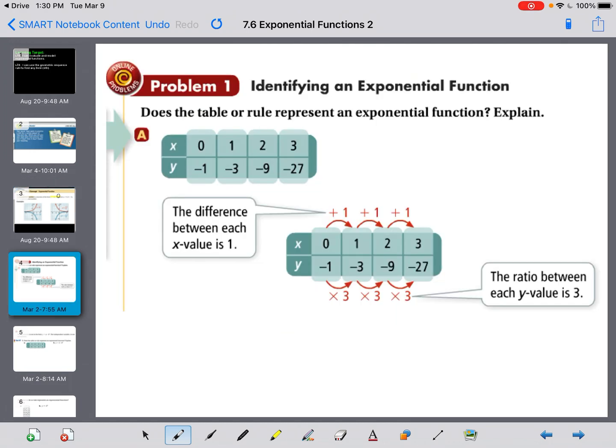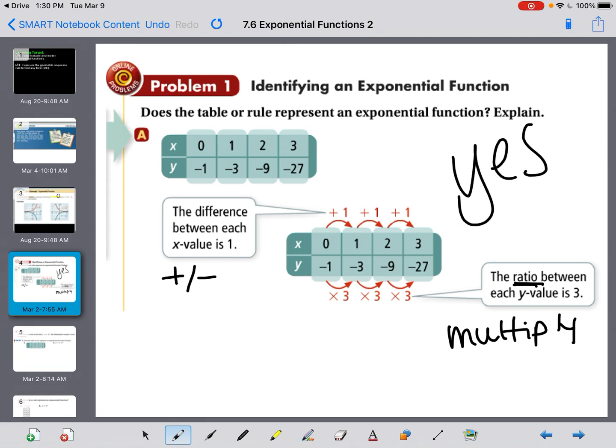Okay, if they give you a table or an equation and they ask you to identify if it is exponential or not, the x values have to have a common difference, which means they have to add or subtract by the same thing, the way this one is adding 1 every time. But the y values have to have a common ratio, which means a multiplying difference. That is the same. If they have that, then yes, this is an exponential function.